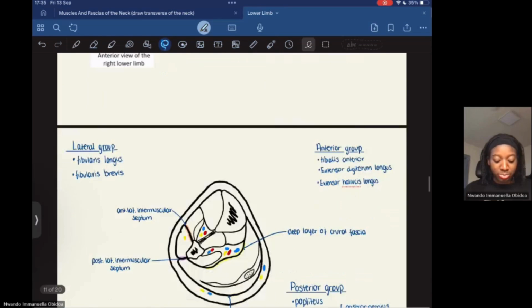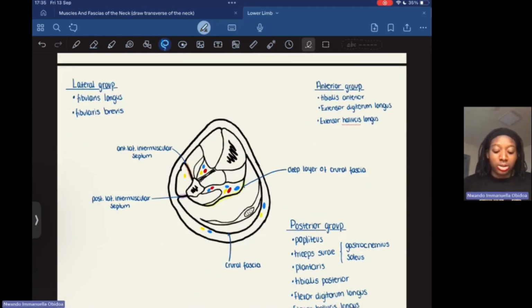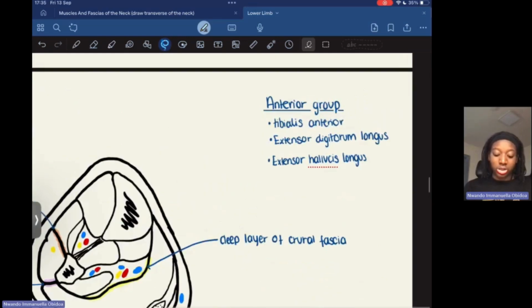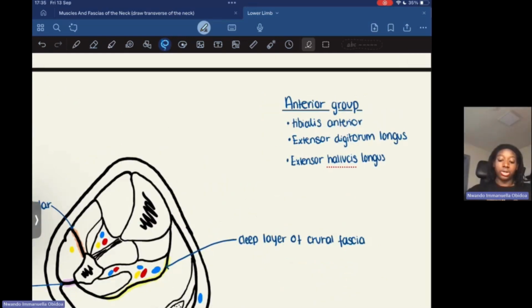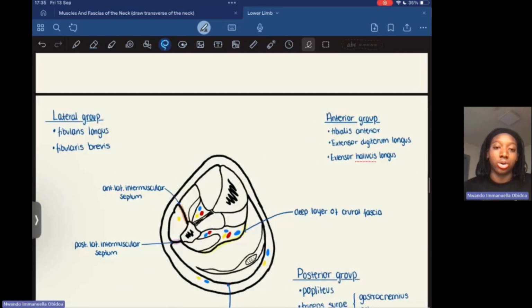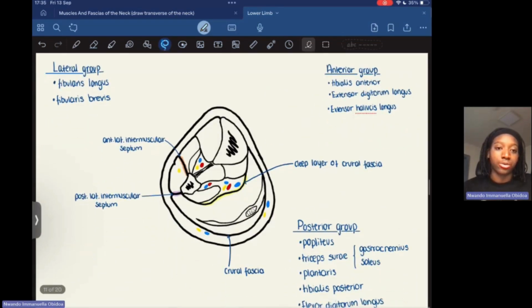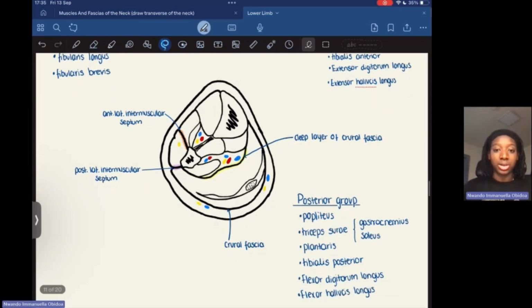And then for the muscles of the leg, they can be broken down into your anterior, lateral, and posterior group. In your anterior group, you have your tibialis anterior, extensor digitorum longus, and your extensor hallucis longus. In the lateral group, you have your fibularis longus, fibularis brevis. Posterior group: your popliteus, triceps surae, plantaris, tibialis posterior, flexor digitorum longus, flexor hallucis longus.